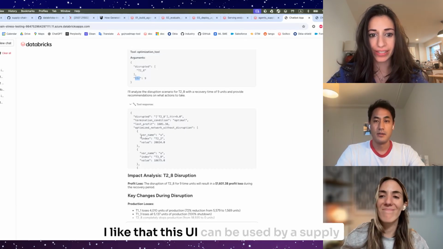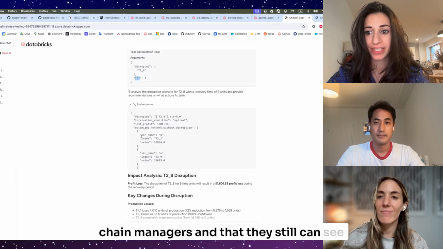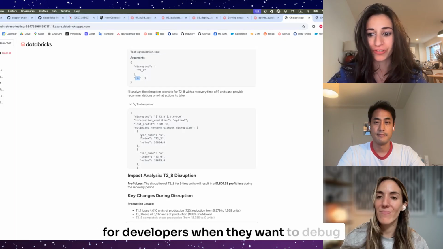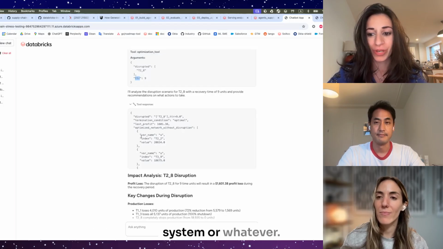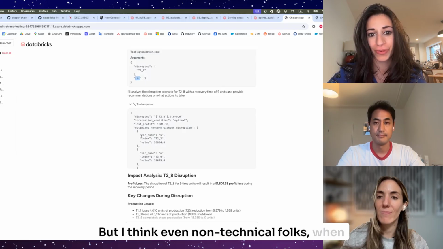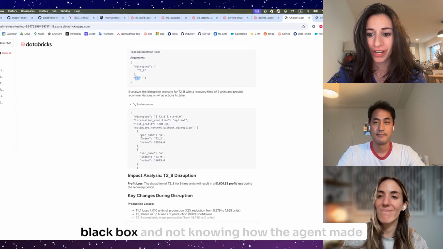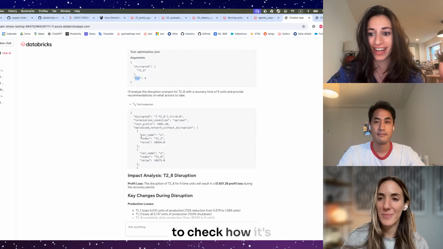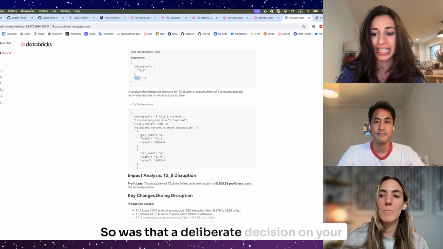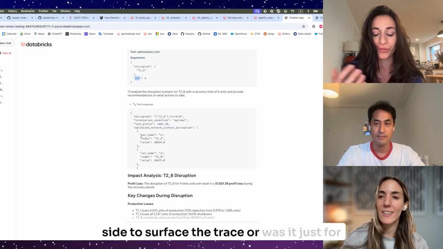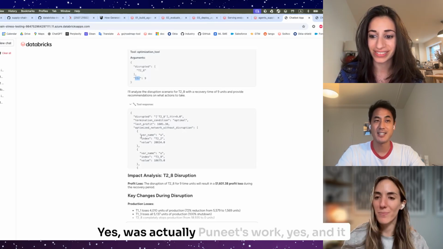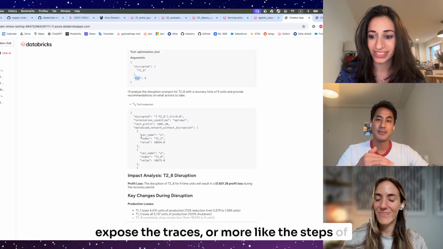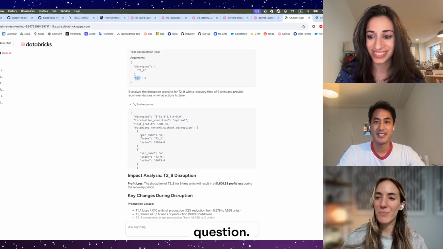I like that this UI can be used by supply chain managers and that they still can see the traces, because I don't know about you, but at the beginning I thought traces is mostly for developers when they want to debug because they want to optimize the system or whatever. But I think even non-technical folks, when they see a decision, they don't like to see a black box and not knowing how the agent made the decision. So I imagine it gives them a bit of control to check how it came to that conclusion. So was that a deliberate decision on your side to surface the trace, or was it just for demo purpose? Yes, it was actually Puneet's work, and it was his deliberate intention to expose the traces, or more like the steps of how the agent is reasoning against this question. Yeah, that's spot on.